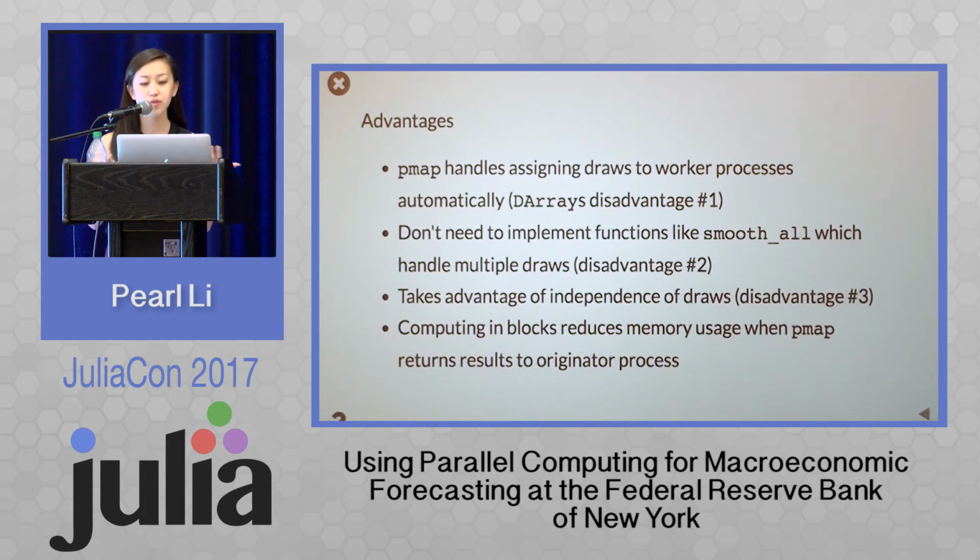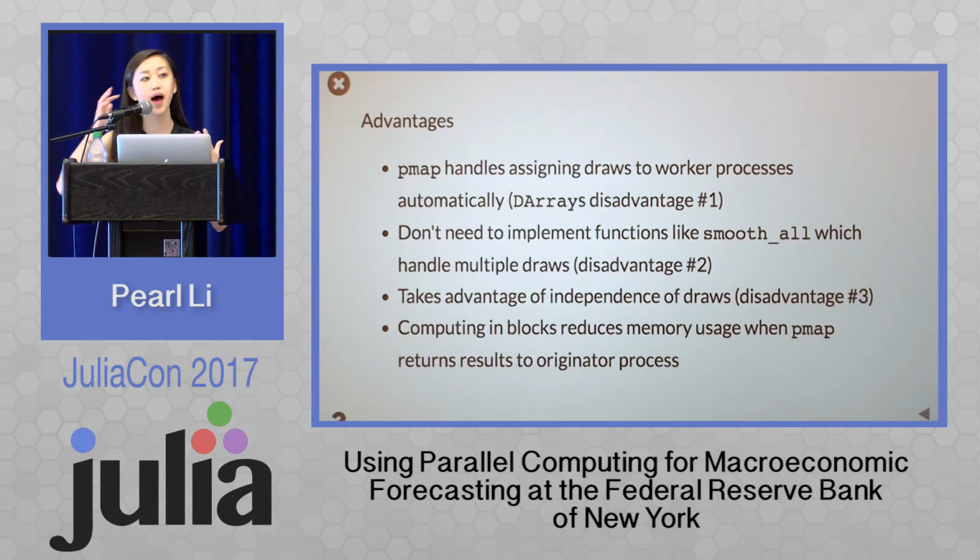Furthermore, you can ditch all of those higher level functions which had to deal with handling multiple draws. All of those were basically boilerplate anyway. You did the same thing, but you called different functions underneath. So we can just throw those out as well. And finally, we can take advantage of the implicit independence of these different parameter draws. If I have one parameter vector, theta j, computing those forecast outputs for that parameter vector doesn't depend at all on what any of the other parameter vectors are. And that wasn't something that we had fully taken advantage of under the DArray regime.